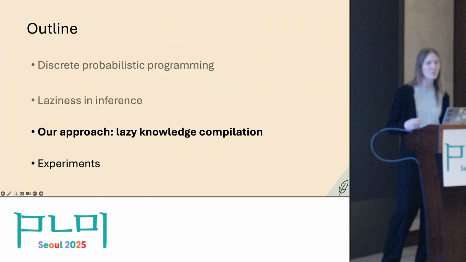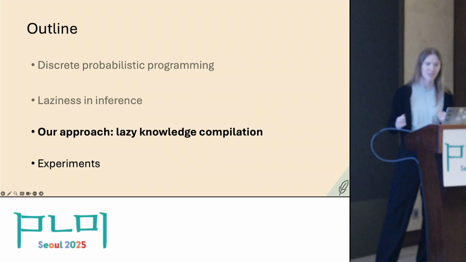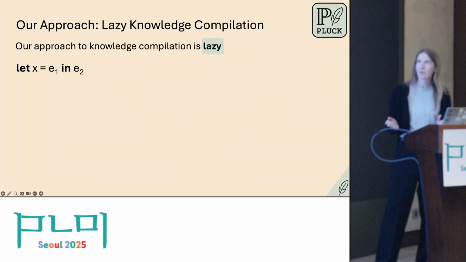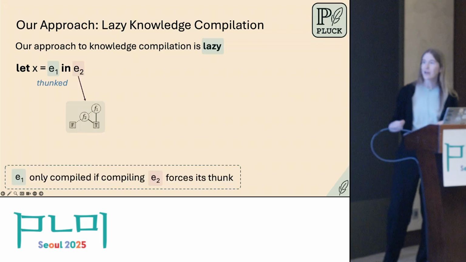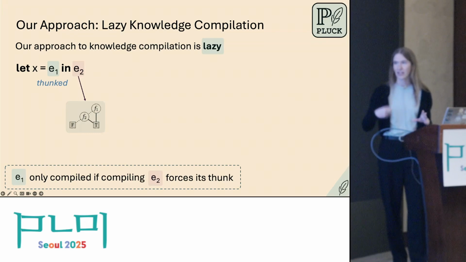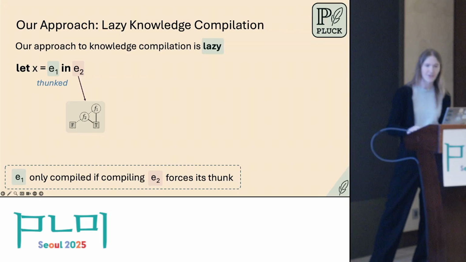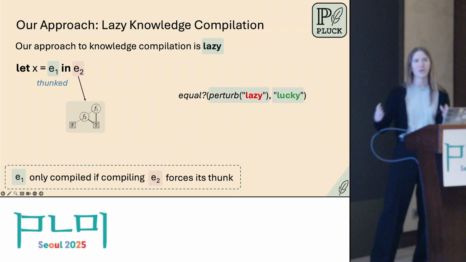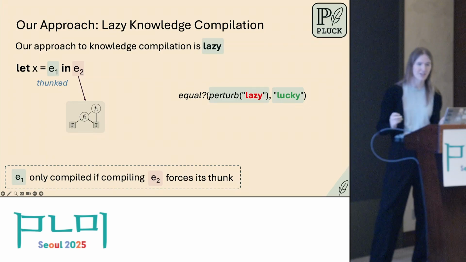And so our approach is going to combine the benefits of laziness with these modern techniques of knowledge compilation. We're going to do this by making knowledge compilation lazy. So how do we do that? Well, when presented with an expression like this, we can thunk E1 and then go and compile E2, just compiling E1 on an as-needed basis if E2 ends up using it. And we can do this for functions and constructors. And with perturb, this means that we're going to thunk our arguments, so we won't attempt to do that big compilation up front. But there's a little bit more nuance to making this actually work in practice.